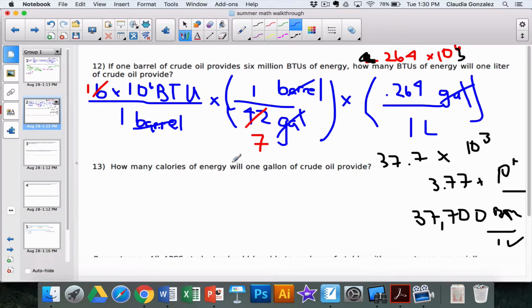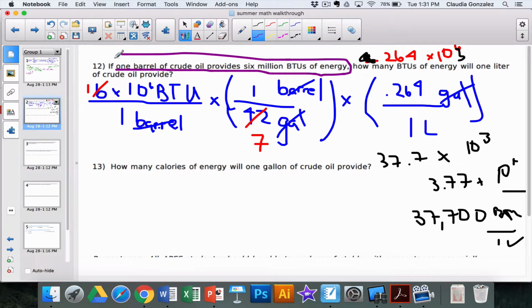How many calories of energy will 1 gallon of crude oil provide? Well, I should have reminded you, I should have somehow written that. You're going to have to use the information that you started off with up here, where it said 1 barrel of crude oil provides 6 billion BTUs of energy. So you can rewrite it just as you did right there. BTUs in 1 barrel. Oh gosh. 1 barrel. Okay. But I want to know how many calories there are in a gallon.